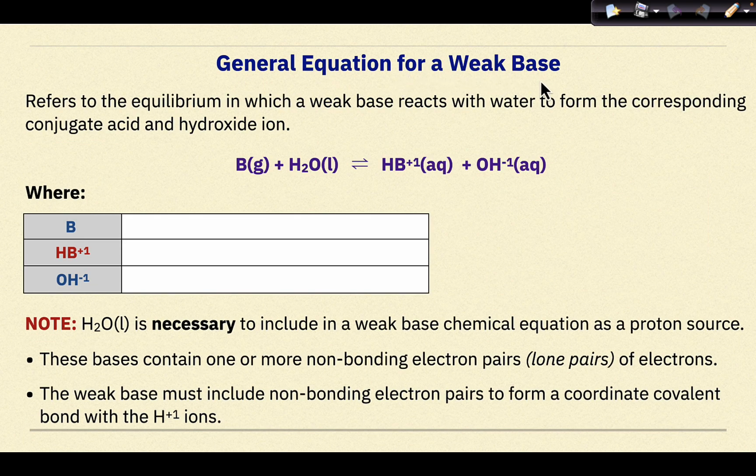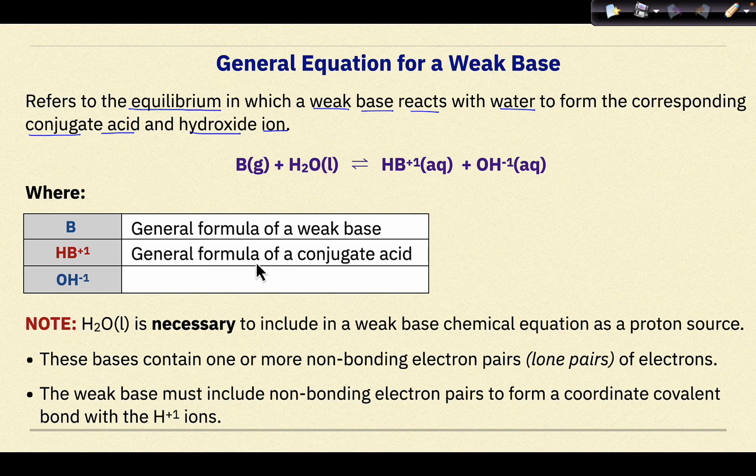General equation for a weak base. This refers to the equilibrium in which a weak base reacts with water to form the corresponding conjugate acid and hydroxide ion. So if we look at this general equation right here, B is representing the general formula of a weak base. HB+ represents the general formula of the conjugate acid, as we can see that they differ only by a hydrogen ion. And OH- represents a hydroxide ion. Note, water is necessary to include in a weak base chemical equation as a proton source.